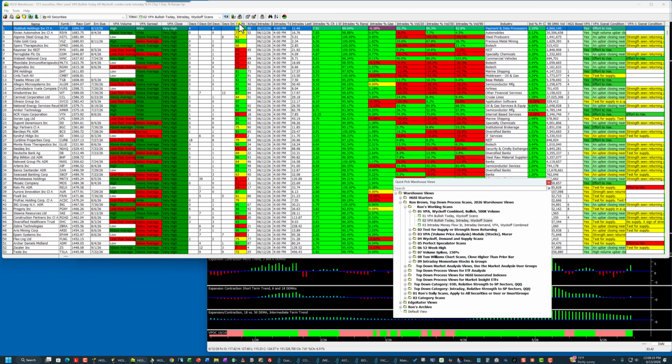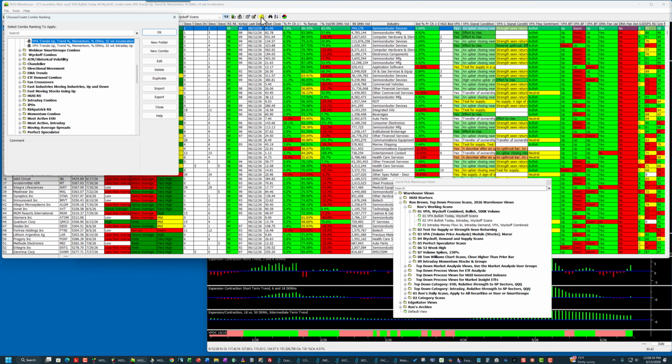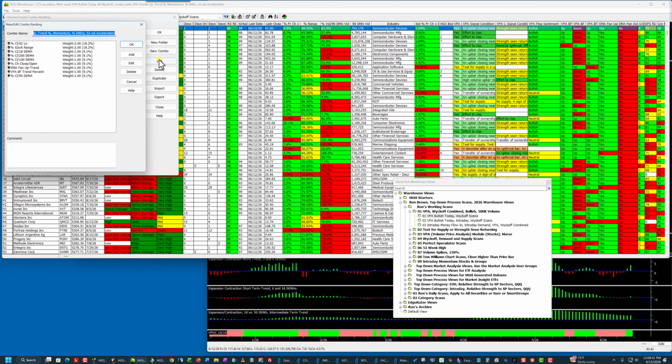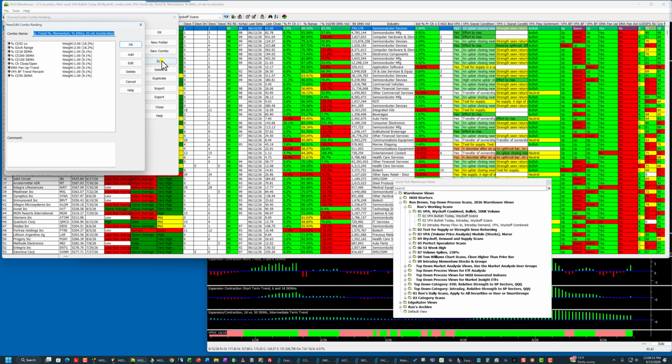Totally different combo ranking. So let's go back to the end of day, and I'll take a look at the combo ranking. VPA trends up, trend percentage, momentum, percent EMA, 52-week acceleration is what I called the combo.